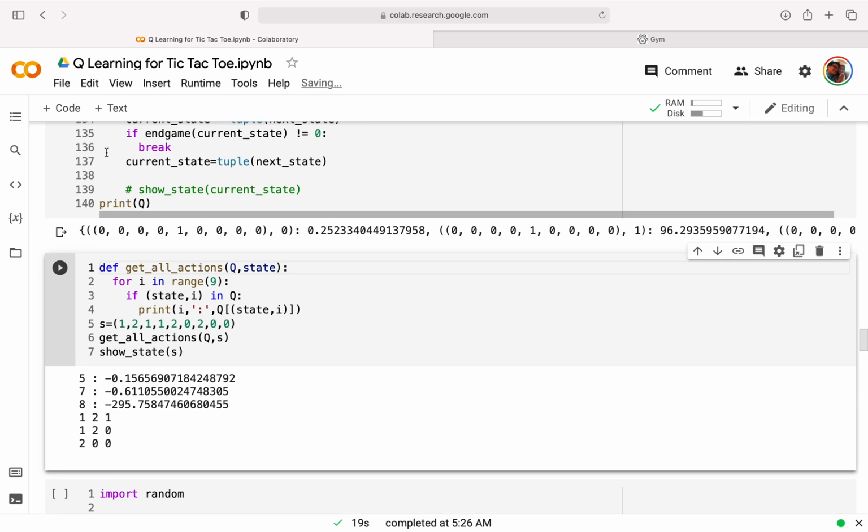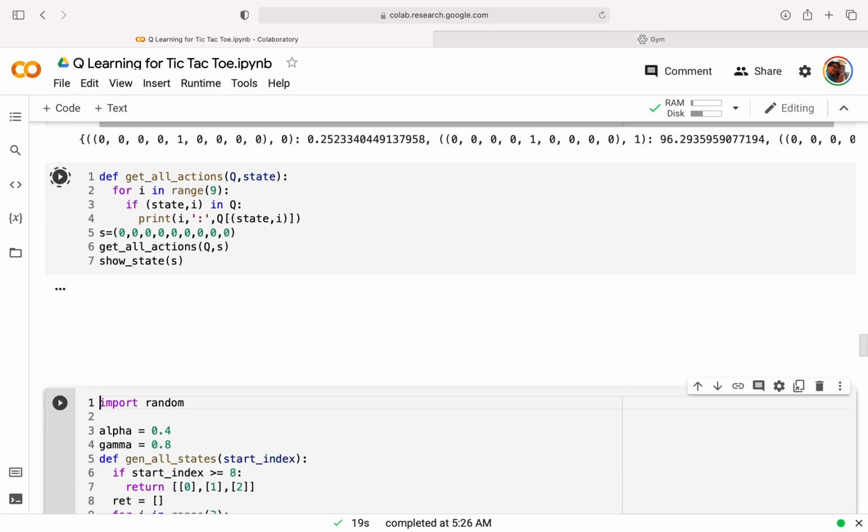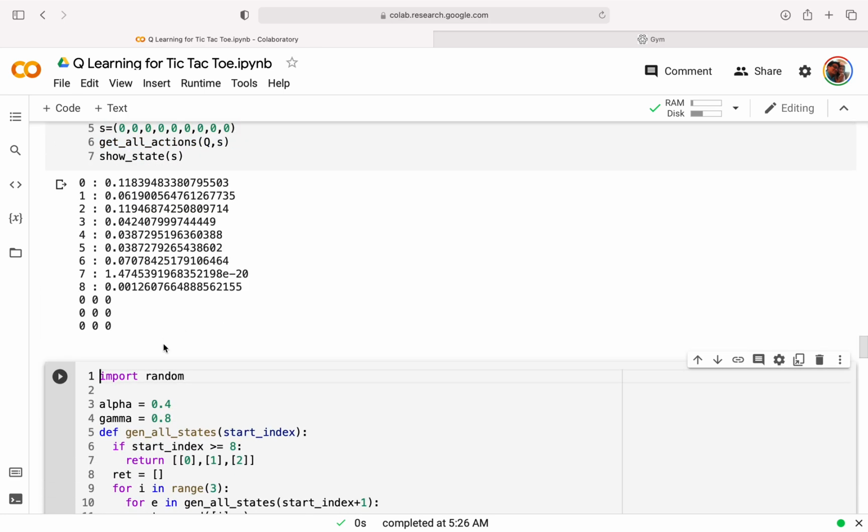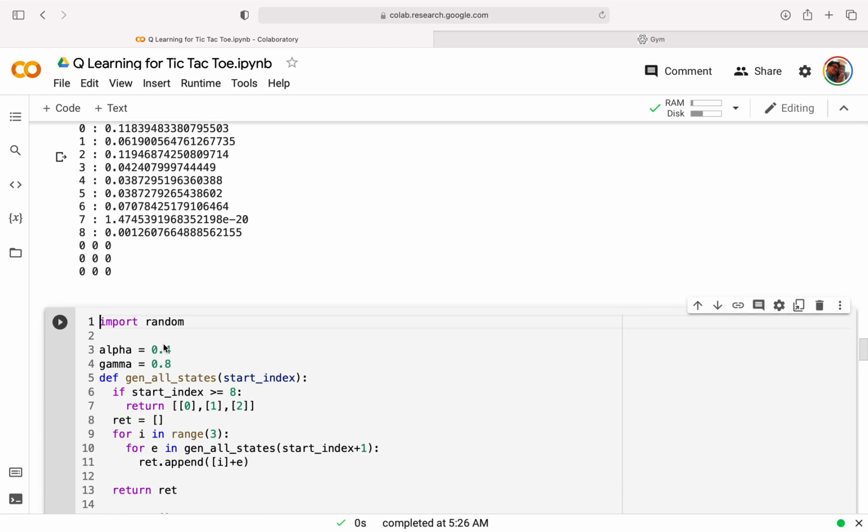So this one is almost the same as the previous, but it is much better. So we can start. Okay, this is the one. So you can see that here.